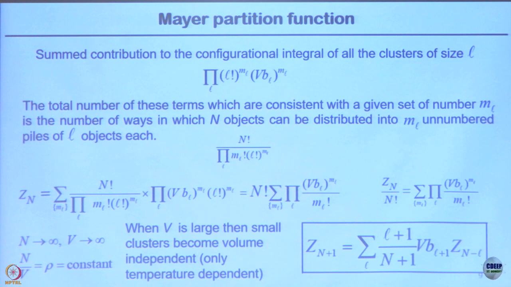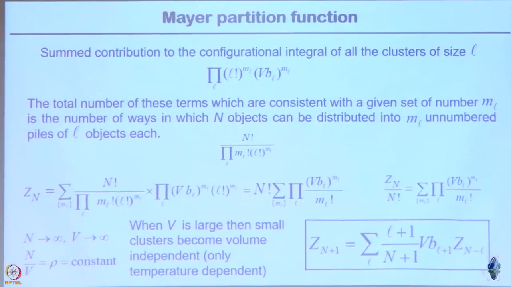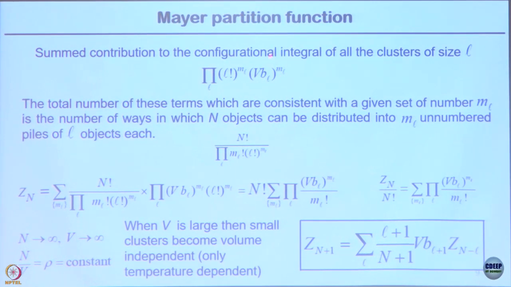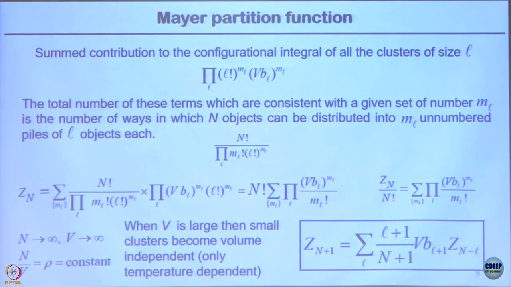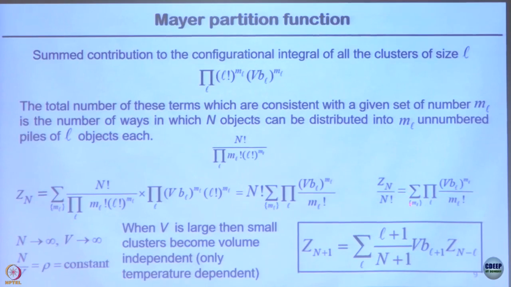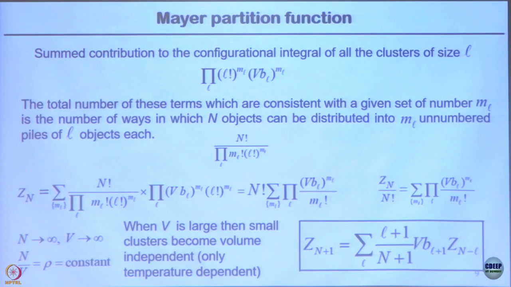And this is the weight to the partition function. So that particular cluster size distribution contributes this much in terms of integrals to the partition function, and this matches the number of ways I can form that cluster size distribution. So I have to now multiply these two, and when I multiply them, this L factorial gets cancelled, and I get this beautiful expression called Mayer's partition function, Z_N by N factorial, product of b_L to the M_L by M_L factorial. So let me write this now.